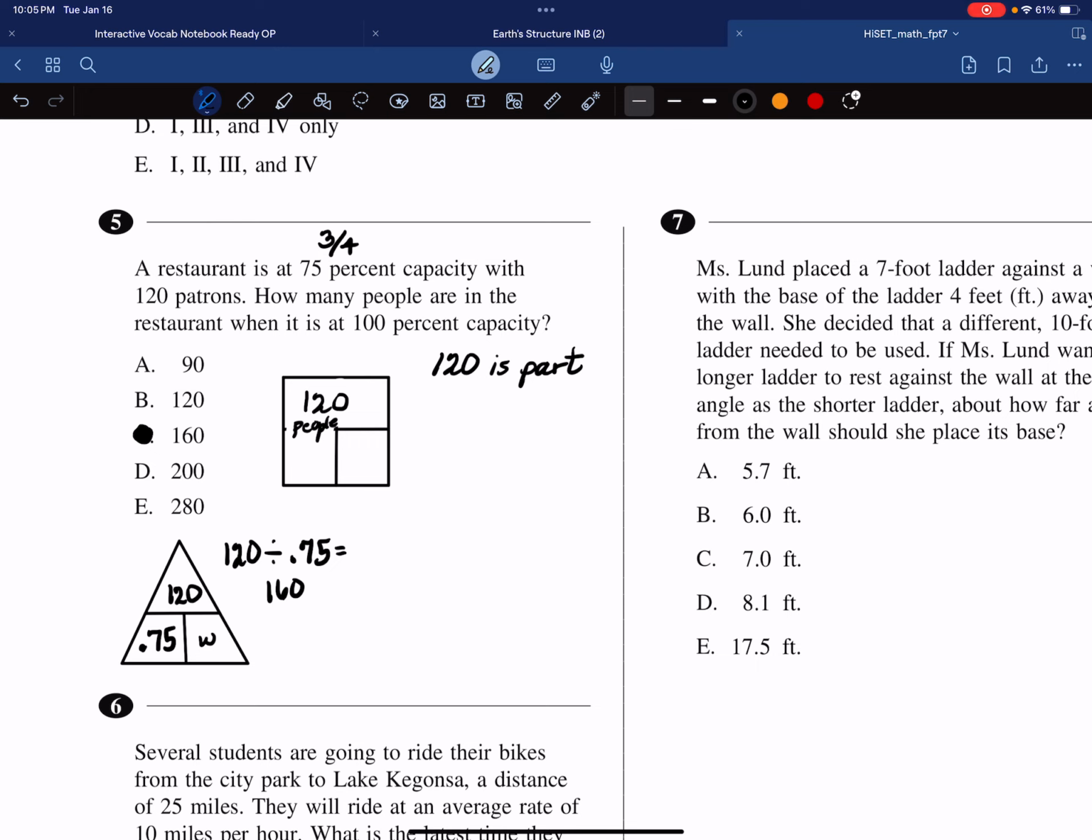If you want to do it with ratio and proportion, you remember that you will always put percent over whole, so 75 over 100%, and 120 is the part. So here's the proportion. That's 12 with 3 zeros divided by 75, which is 160. So either way, 160 would be the full restaurant, and that's what we're looking for.